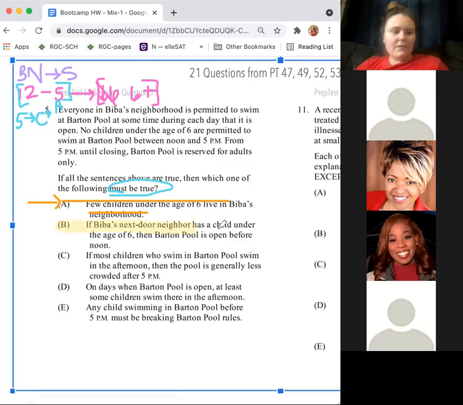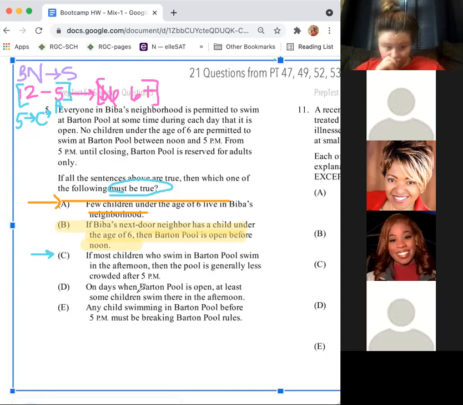All right, Amanda, what do you think about C? Are you there, Amanda? Yes, sorry, I forgot to click the mute. Oh no, you're totally fine. If most children who swim in Barton's pool swim in the afternoon, then the pool is generally less crowded after 5 p.m. I don't think this would be true because it shouldn't affect the crowdedness. Yeah, we don't know children versus adults. Maybe all the adults come out. We don't know.